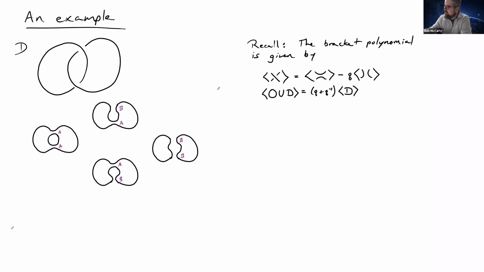If you'll recall, the bracket polynomial is given by these two relations, the recursive definition here. We've got A smoothings and B smoothings. Every time we do a B smoothing, we pick up this factor of minus Q that's going to show up.